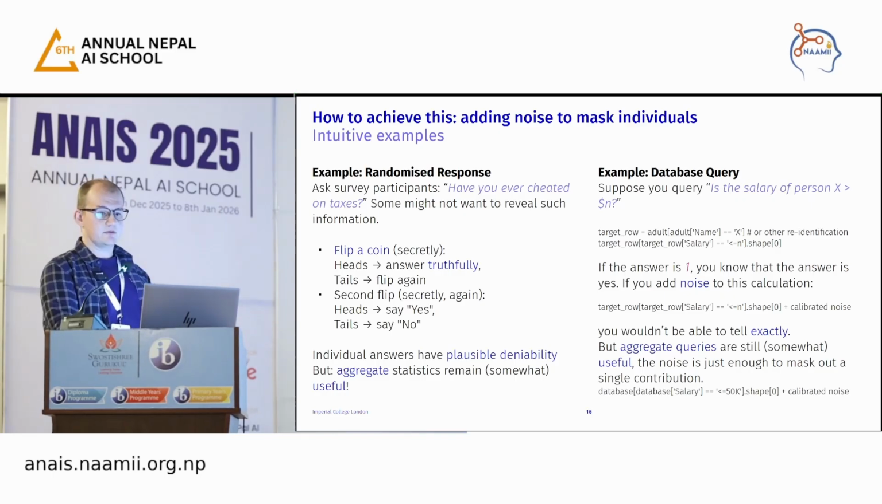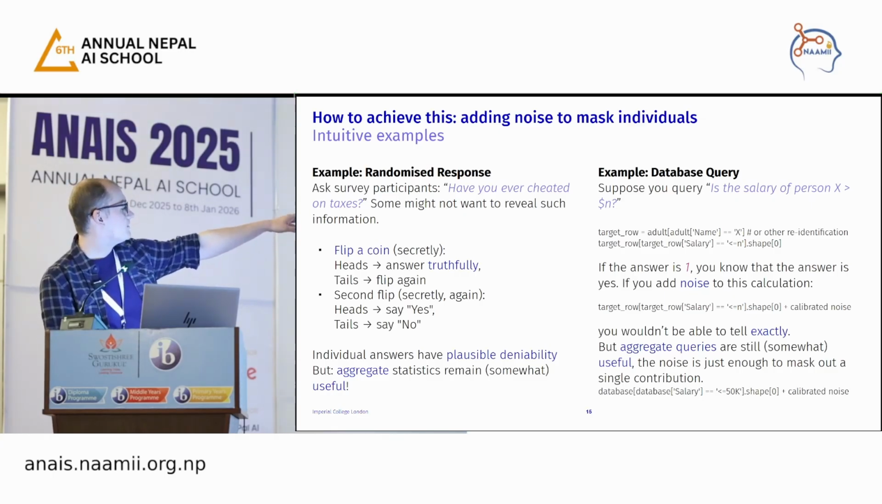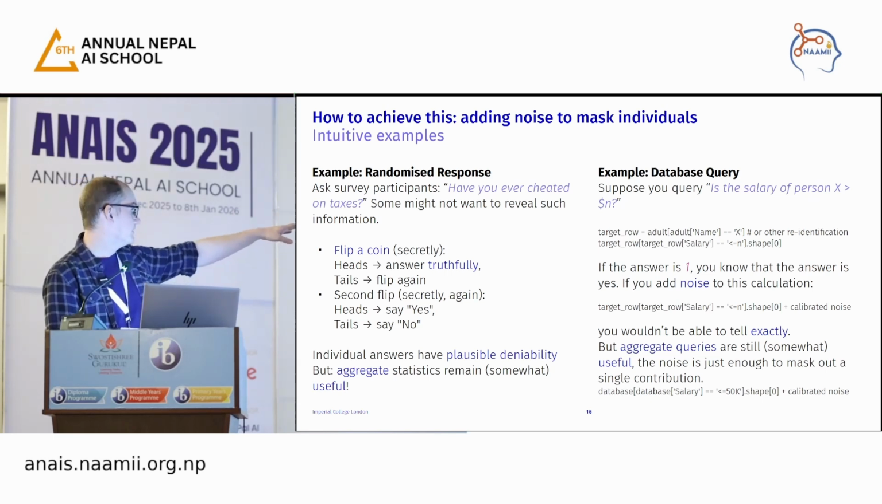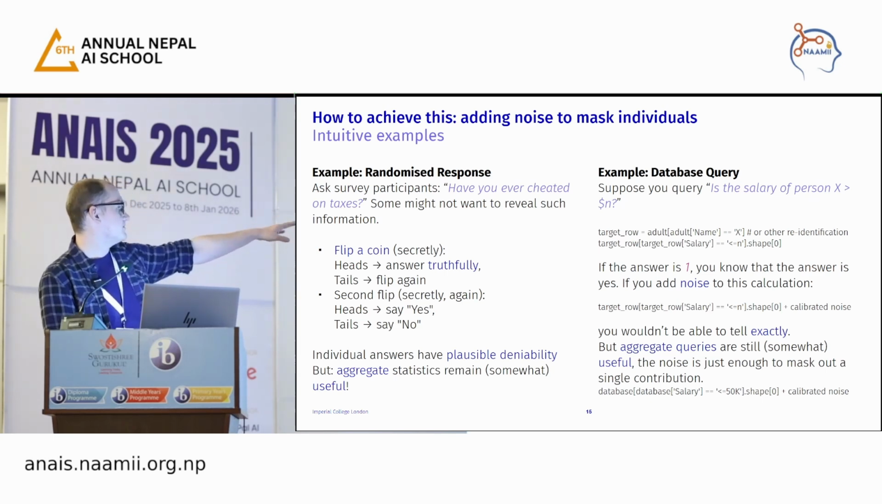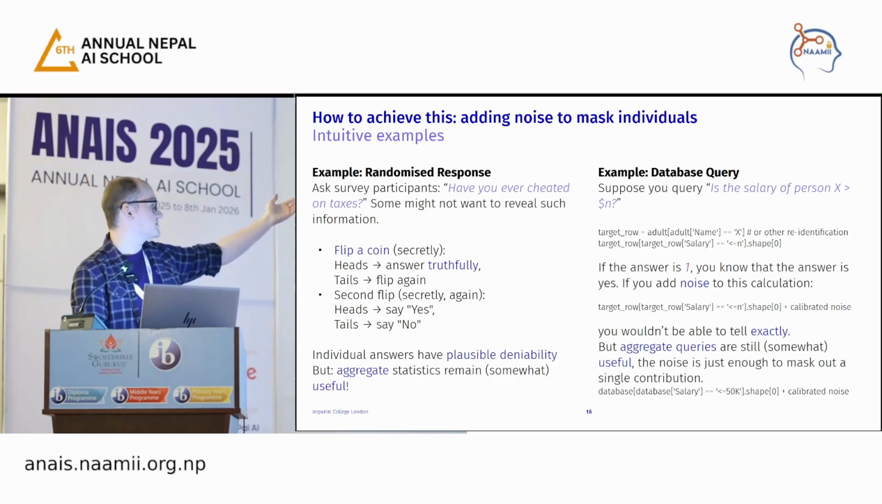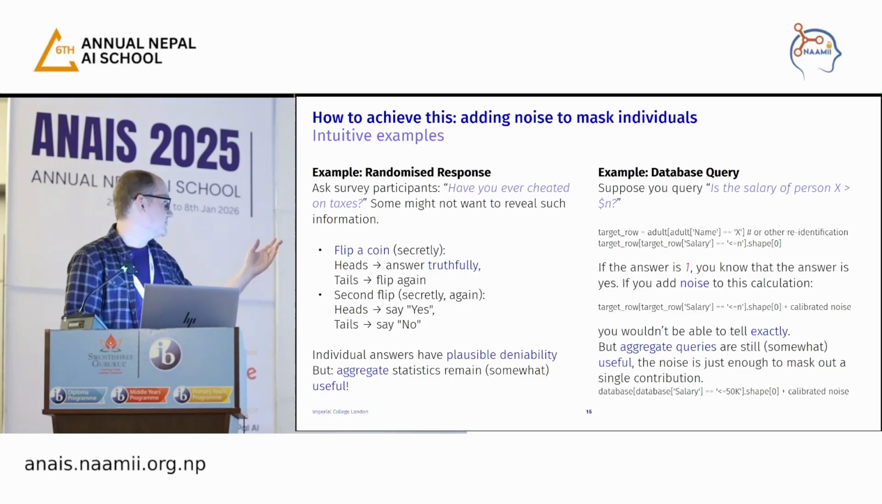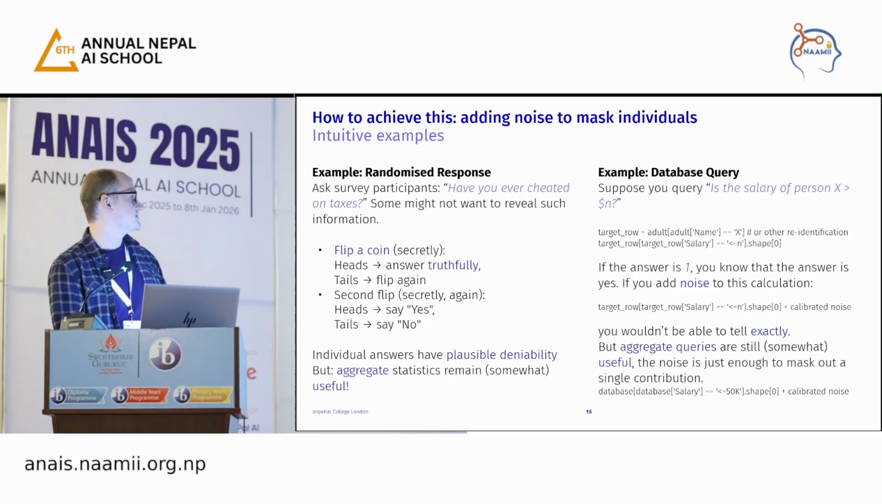So if you wanted to query, is the salary of person X above $N, right? We take the target row of that adult database, which stores their name and their salary, and then we ask, is the salary of that row bigger than N, and is that 0 or 1? If the answer here is 1, then you know that the answer to this question is yes. So that might be privacy breaching, right? If you don't want to tell how much person X earns.